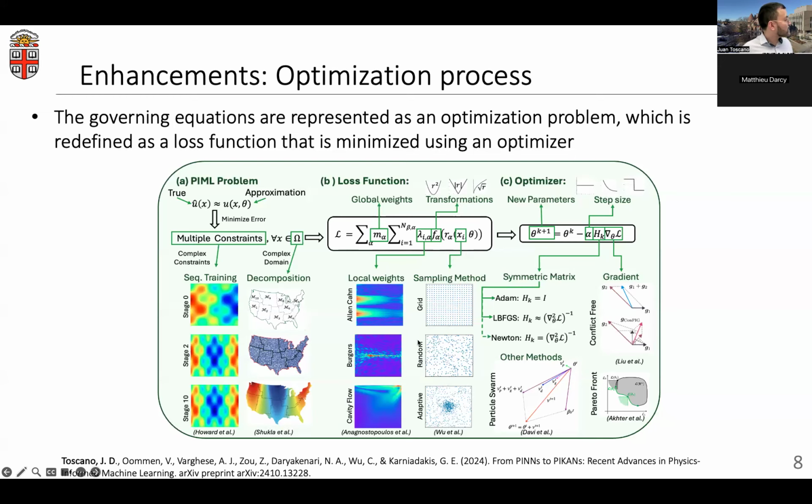And also we can do some type of sampling method, which is essentially the same thing. The only difference is that we're going to put more points where the residuals are high. Again, similar to when you do importance sampling.